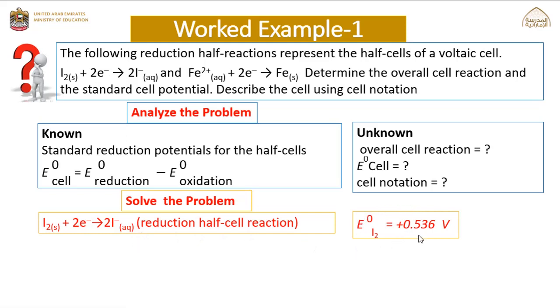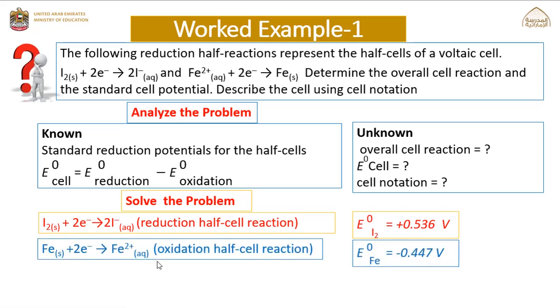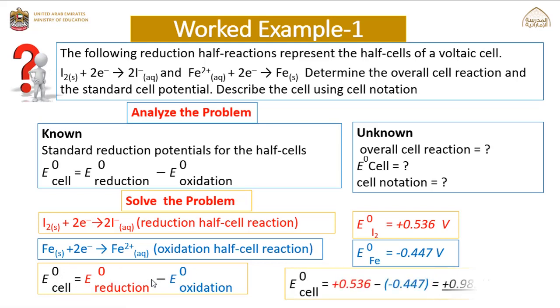booklet, that is plus 0.536 volt for the reduction potential for iodine. As well for the iron, the reduction potential is negative 0.447 volt. Negative sign indicates the reaction is oxidation. Now E standard cell value is equal to E standard reduction minus E standard oxidation. E standard reduction is 0.536 minus negative 0.447. The value is plus 0.983 volt.